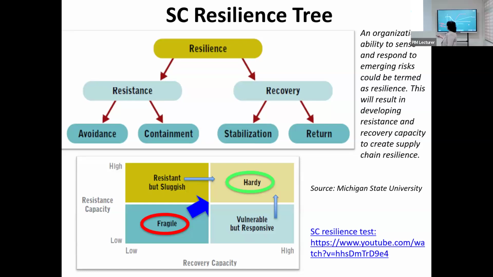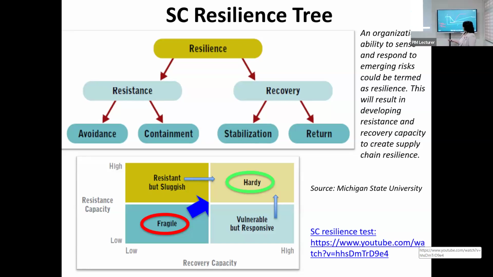So this box shows if your resistance capacity is high and recovery capacity is also high, you become a very hardy supply chain, very robust, fully strong supply chain. If you have higher resistance capacity as well as higher recovery capacity. But if your resistance capacity is low and recovery capacity is low, you become very fragile. Anytime something happens, you collapse. That's not the place that you want to be, right?